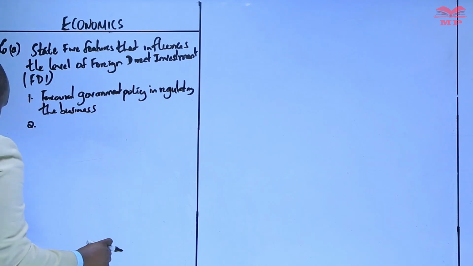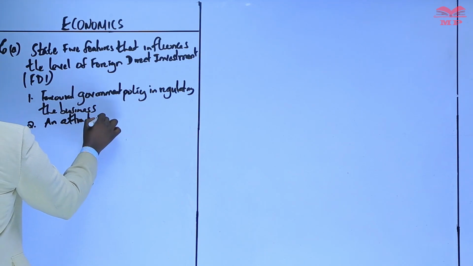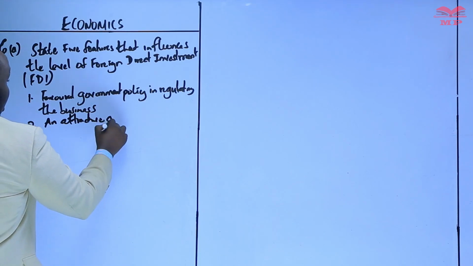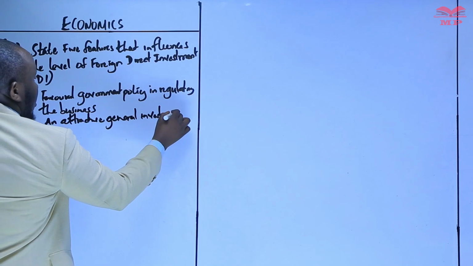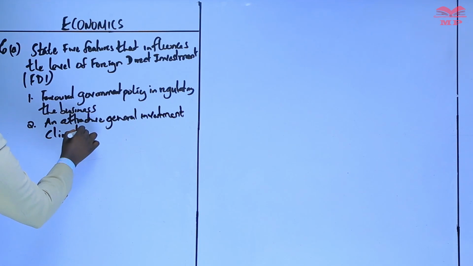The second one, we say, attractiveness, general investment climate. And that is what you're saying, that if the general climate is very good, then we know that the foreign direct investment will be very high. If you have favorable government policies in regulating, we know that the investment level definitely will also be high.